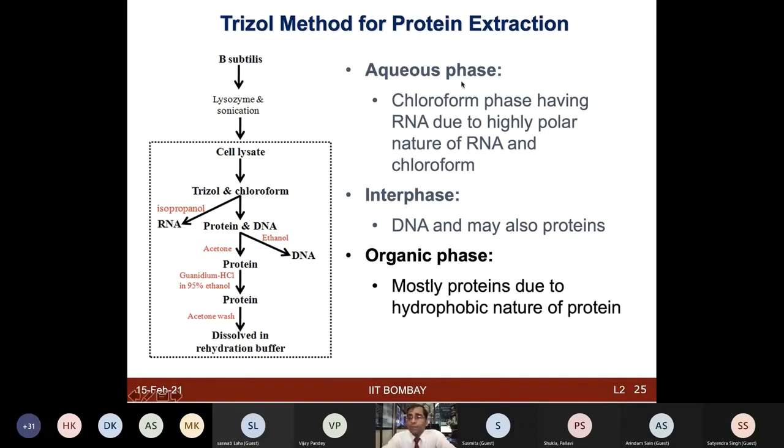So the aqueous phase, which is the chloroform phase, contains the RNA. The interphase contains the DNA, and the organic phase will have mostly the proteins. So you can actually separate these layers, and with that you'll be able to get the RNA, DNA, and the protein from the same sample. Let me show you briefly how this experiment can be performed.